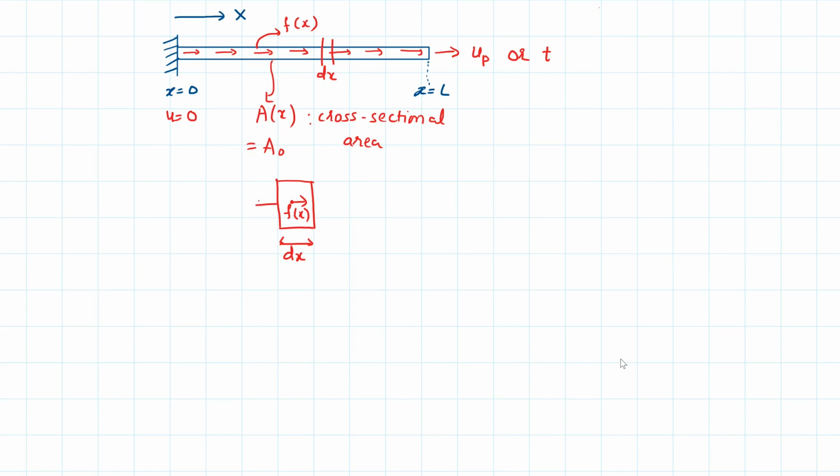Consider a force on the left face as a big F, and on the right face is F plus a small increment dF. Now assume that this force is a function of x. Okay, so then we can write F plus the partial of F with respect to x times dx.